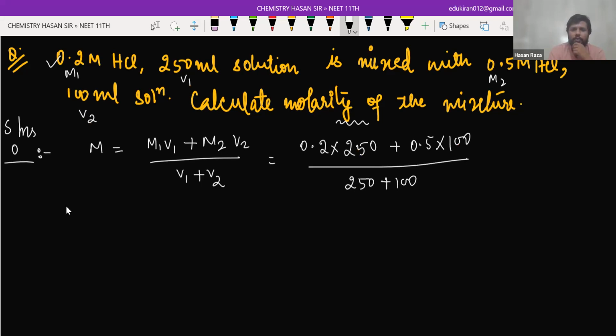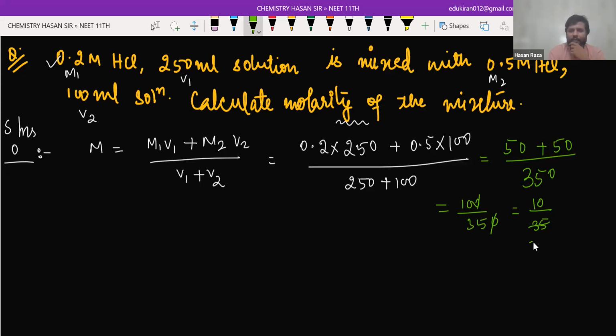So you just need to solve this and you will get your answer. 0.2 into 250 will be 50, plus this will be 50 again. Okay, and you are going to add it. This will be 350. So it becomes 100 upon 350. The 0 will be cancelled. It will be 10 by 35, which can be cancelled again. 5 7s are 35, 5 2s are 10, so it will be 2 by 7 M, or you can divide it.